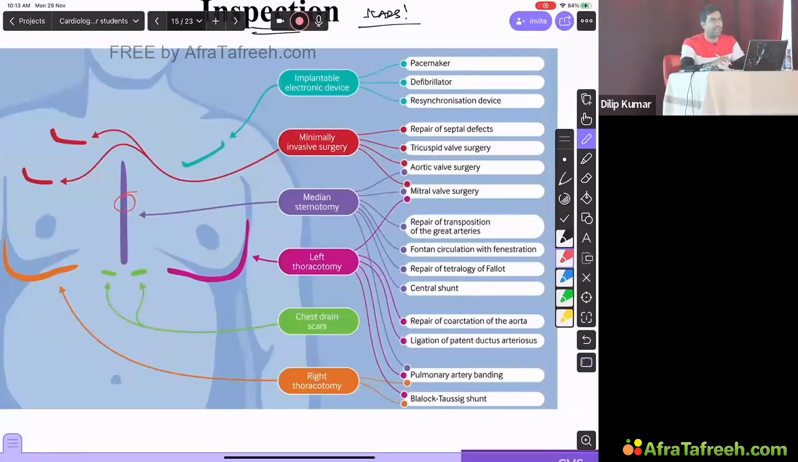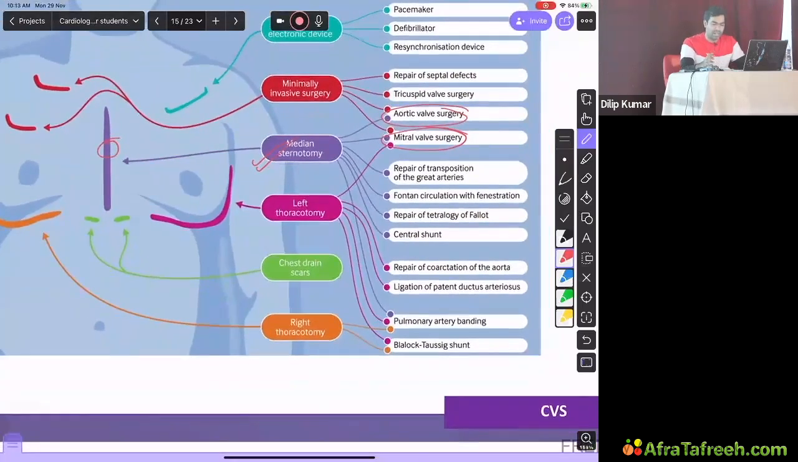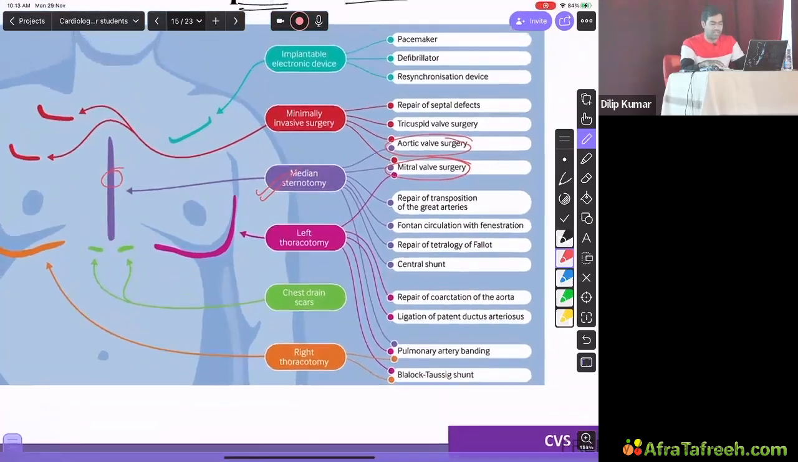The midline central scar is very important, because that median sternotomy scar will say multiple things. The most important is valve replacement surgery. Median sternotomy scar, valve replacement surgery. Apart from that, it also says that the patient may have had a bypass surgery, coronary artery bypass grafting, CABG. So it can say a lot of things.